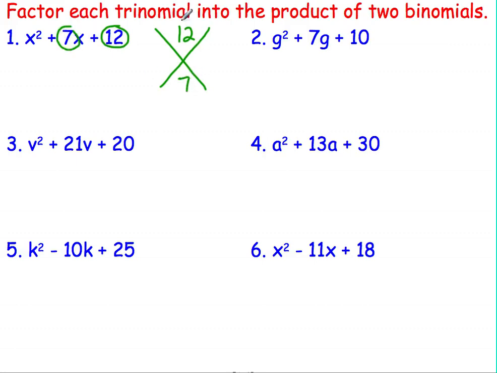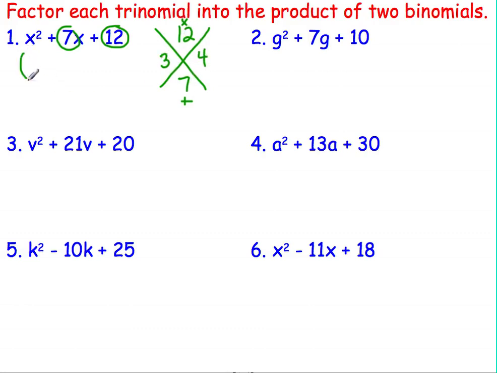And what you're looking for is 2 numbers that are going to multiply to give you 12 and add to give you 7. So I might think, well, 1 and 12 multiply to give me 12, but they don't add to 7. 2 and 6 multiply for 12, but they don't add to 7. But 3 and 4, they multiply to give me 12, and they add to give me 7.